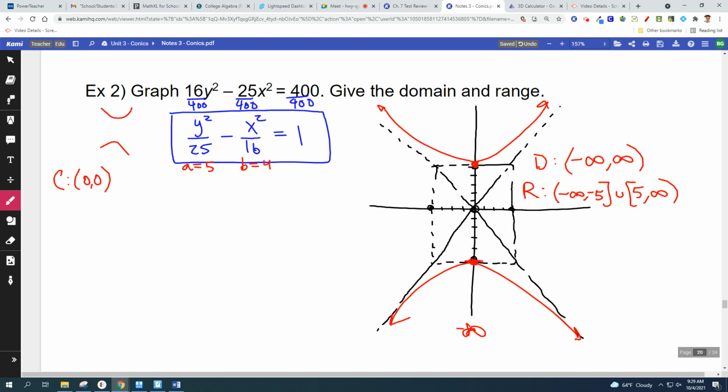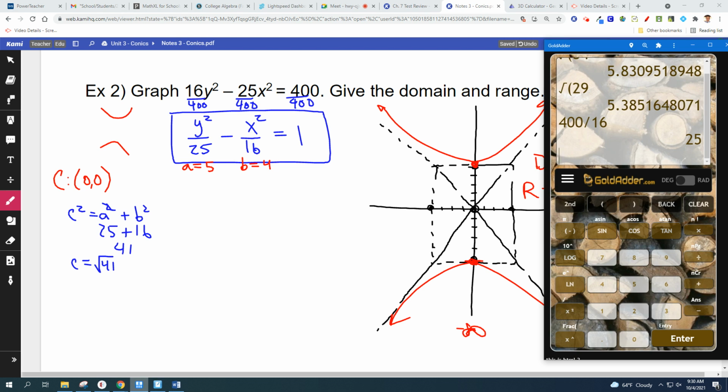Now, it doesn't ask me for the focus points, but I think that's the hardest part. And so I'm going to go ahead and put that on there. We're going to find the focus points. So c squared equals a squared plus b squared. That's going to be 25 plus 16 is 41. C is going to equal the square root of 41. I can't picture that. We are much, much better with decimals. Square root of 41 is about 6.4.